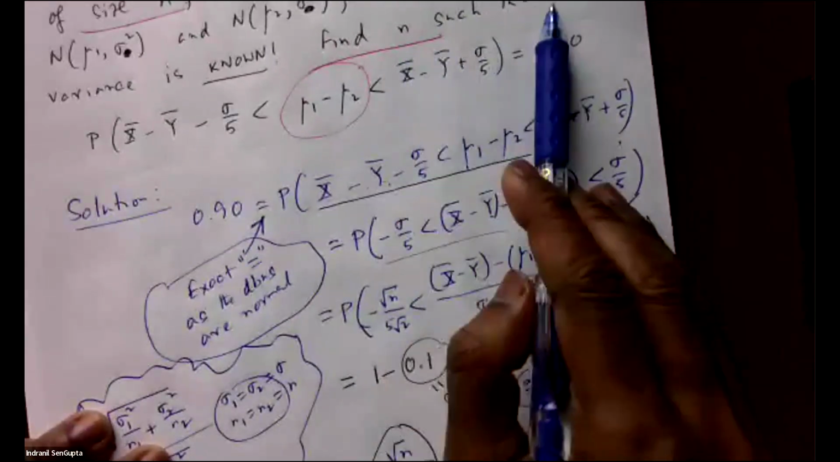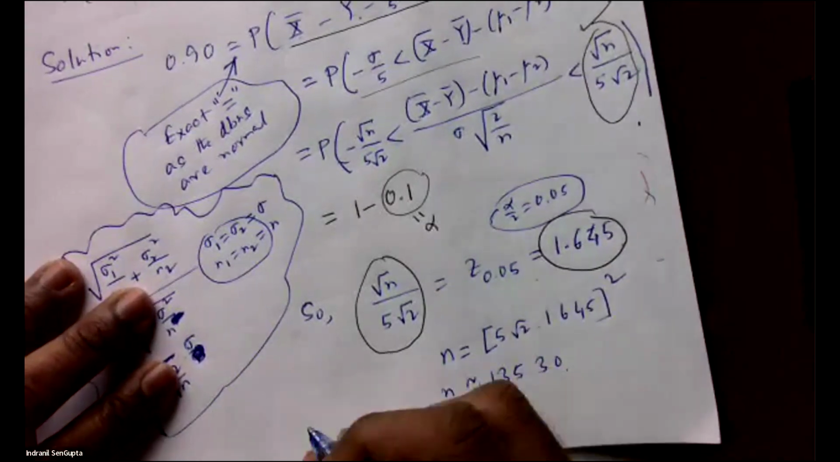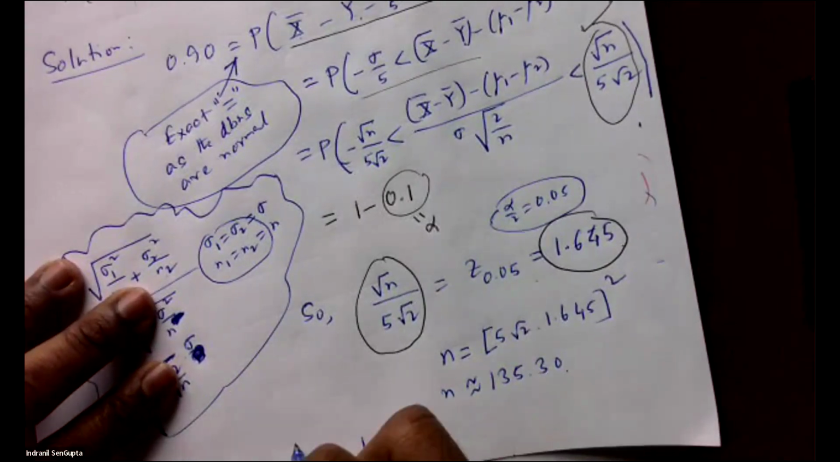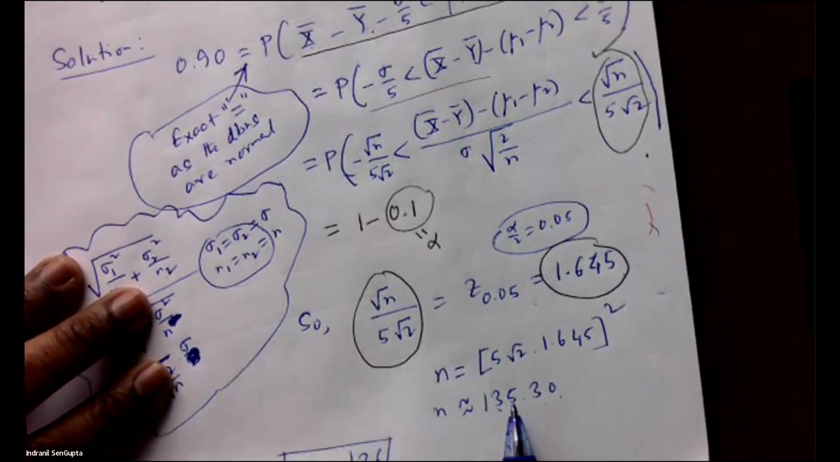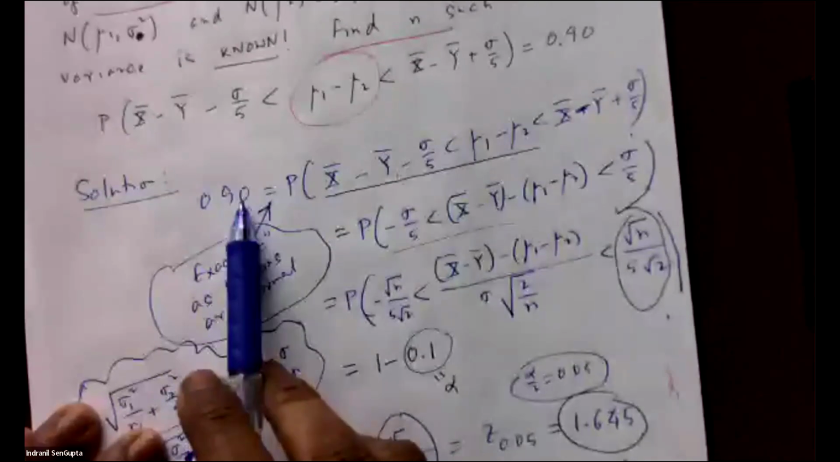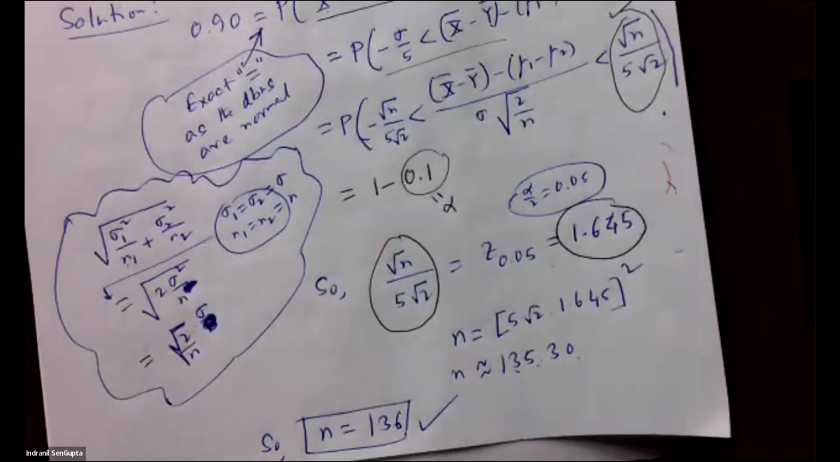So the question was to find n such that this is true. So n would be equal to the nearest integer, which would be 136. By nearest integer, I mean, don't make it lesser than 135. Then this probability will be less than 0.90. Make it more, so that it's a little bit more than that. That is the exact number of n that we need, because n is a number of samples. Samples cannot be a fraction, and that is the answer.